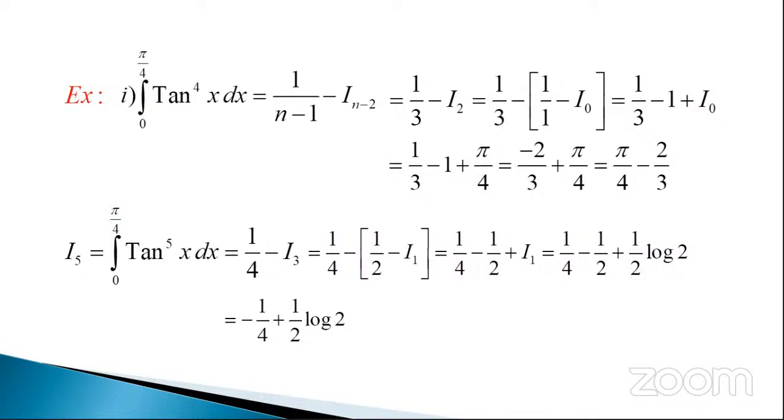In the similar way, you can find tan to the power of 6x dx or tan to the power of 7x dx, whatever it may be. You can apply this formula, 1 by n minus 1 minus I n minus 2. Every time it is decreased by 2 only. Am I clear?